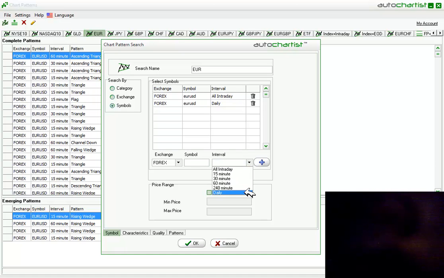Okay? If you like dailies, you can go ahead and add that as well. You can see that's one of the time frame choices that you have here. So the first recommendation is to go ahead and create these custom tabs with the pairs that you trade and the particular time frames that you want to be alerted to.